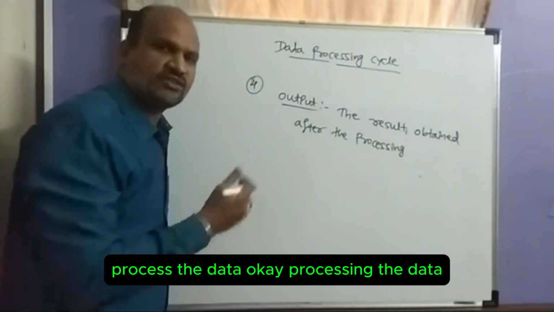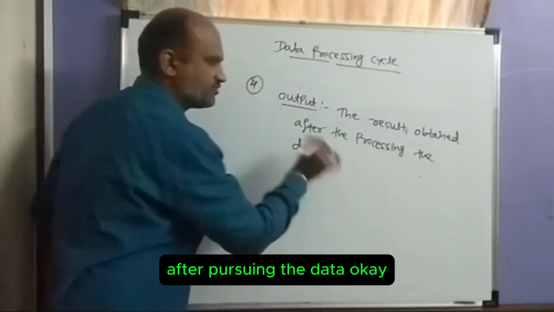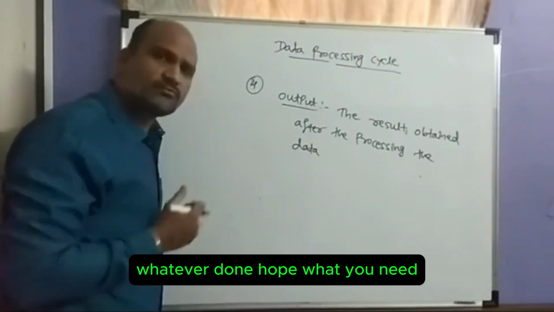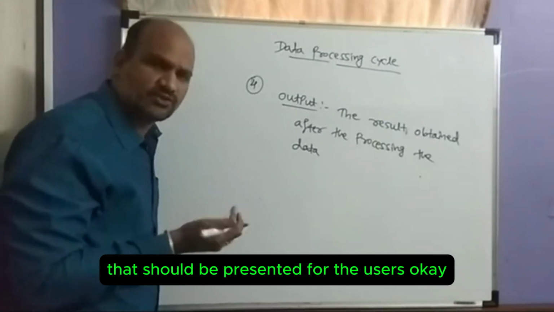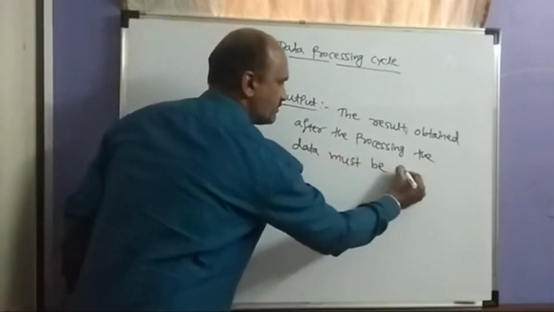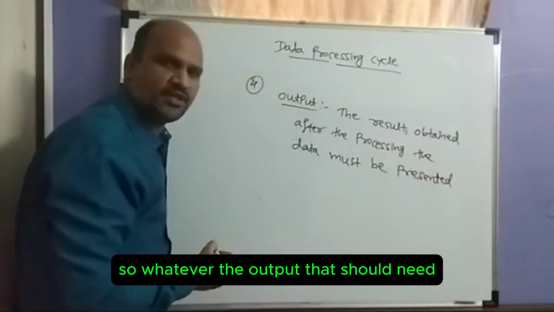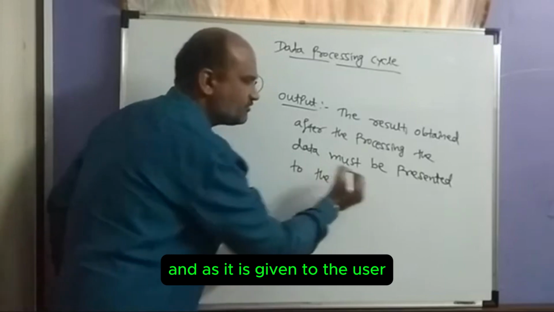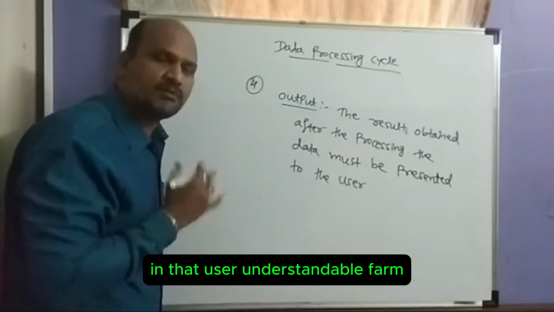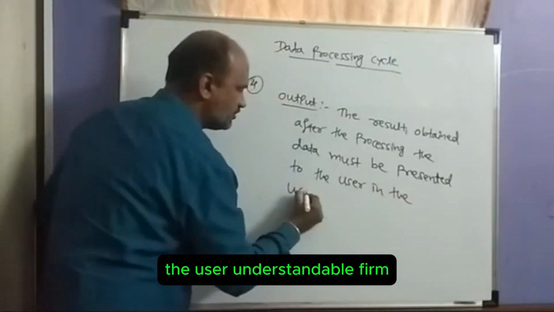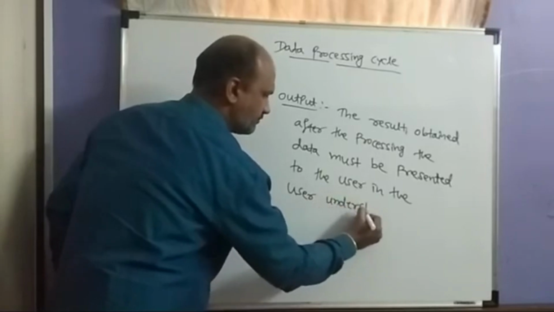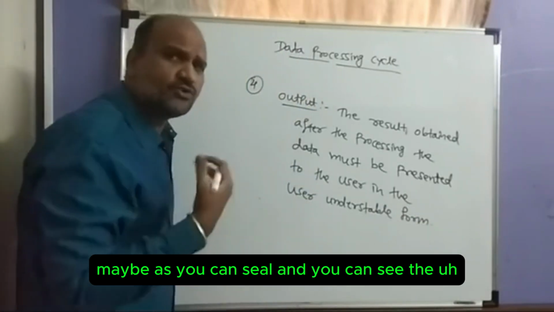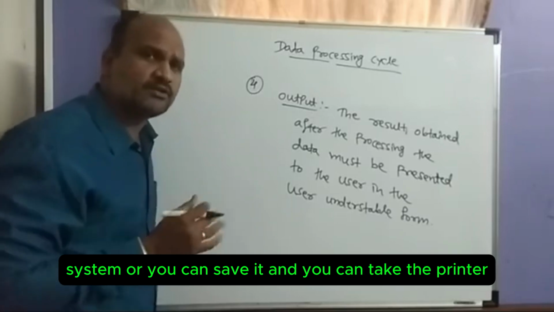So the CPU processes the data, and after processing, the data must be presented to the user, whatever output you need. It must be given to the user in a user-understandable form. The user has to understand what the output is, and this output you can save and see in the system, or you can save it and take a printout.